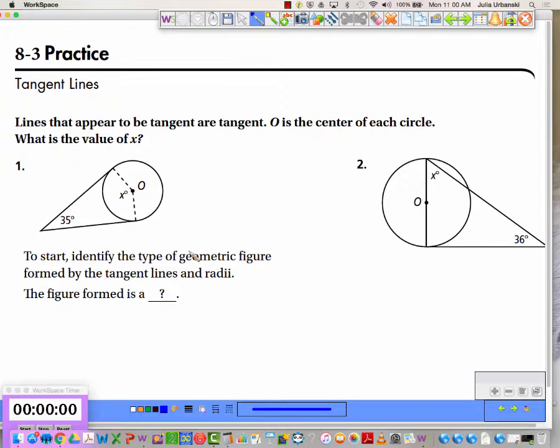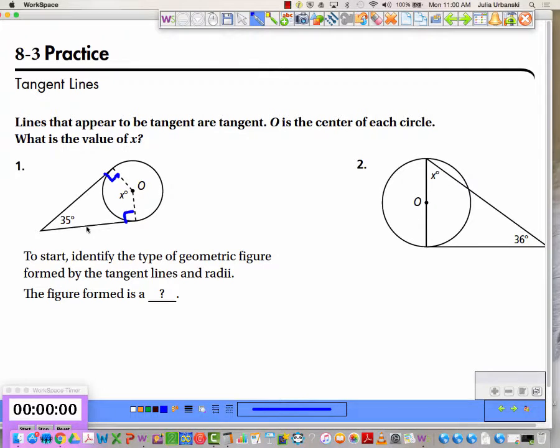Where is a right angle? Look for the tangent line and tell me where the right angle is. Top, bottom, left, or right? Bottom, that's a right angle. That's a tangent line. Where else? Top, good. Those are the two right angles. Because that's where a line is tangent to a radius of the circle, you automatically have 90 degrees.